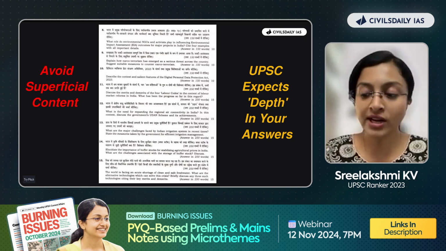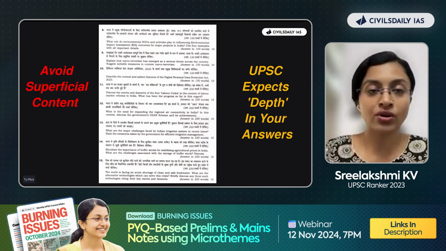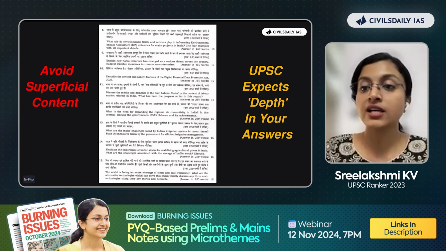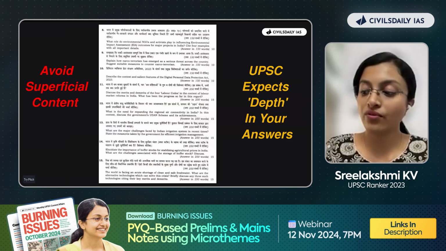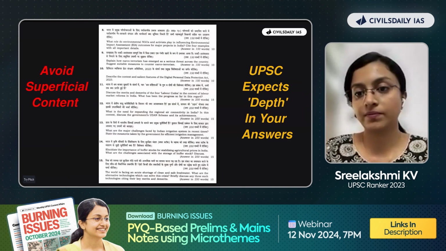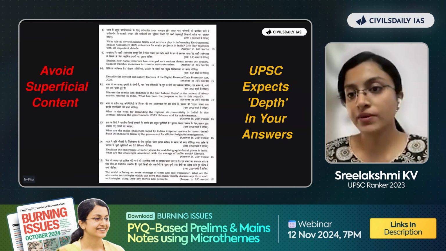So it not only wants you to know the provisions, it not only wants you to know the merits and demerits, it also wants you to know how the implementation is, how well it has been implemented, how has been the progress so far. So that's the level of depth that is required. I have done it. Many toppers have done it.